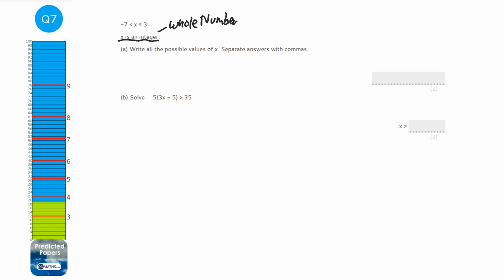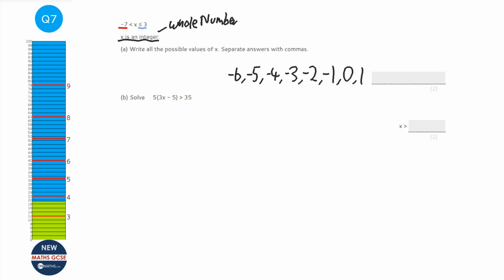Now, it says here, x is greater than minus 7 and is less than or equal to 3. So when it asks you to write down all the numbers that that's true for, let's have a think. If it's greater than minus 7, then it can't be minus 7. It can't be equal to it. So it's going to be minus 6, minus 5, minus 4, minus 3, minus 2, minus 1, 0, 1, and 2.